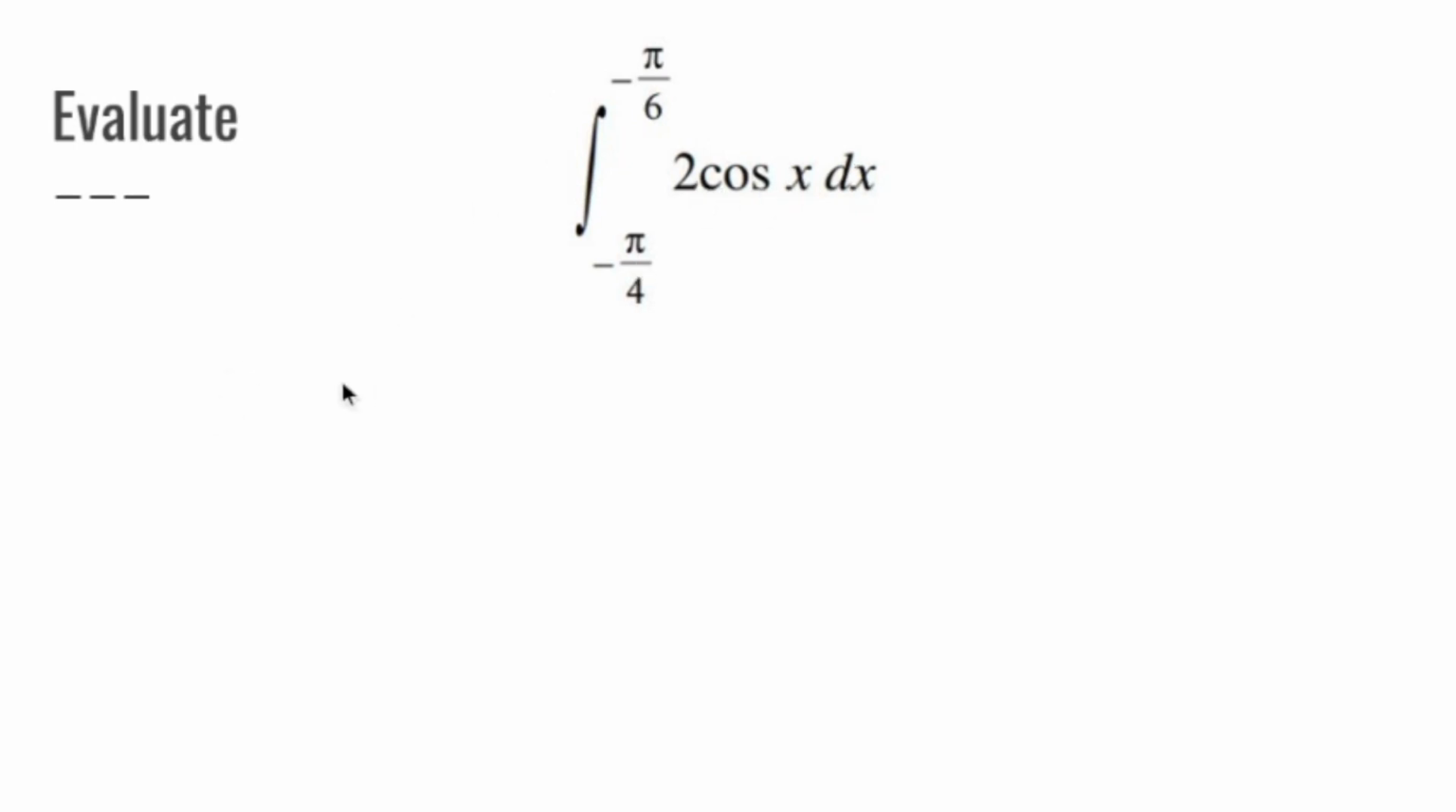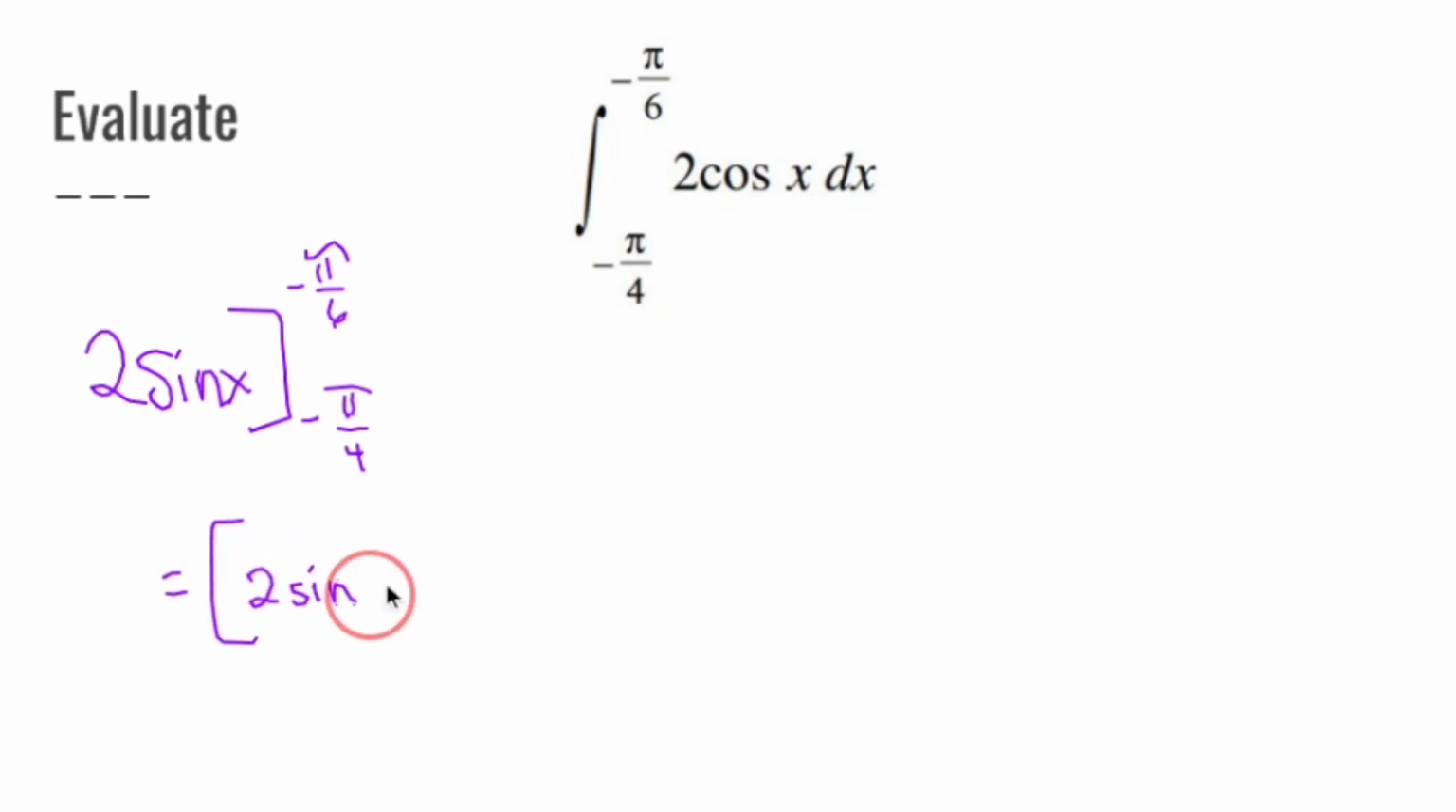The integral of cosine is sine, so the integral of 2 cos x is 2 sine x. So let's write that out. 2 sine x, where the upper limit is negative pi over 6 and the lower limit is negative pi over 4. The fundamental theorem of calculus says, let's write all that out.